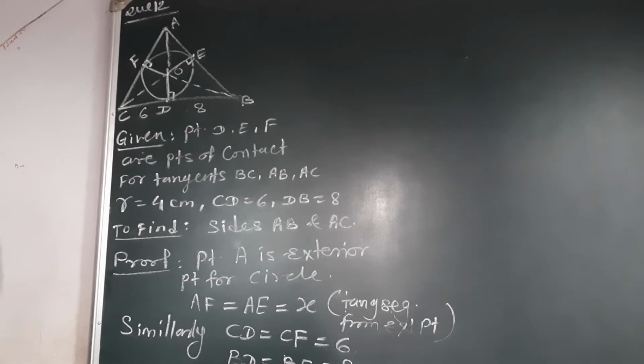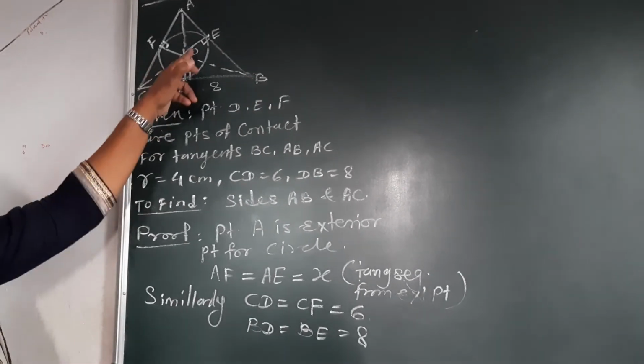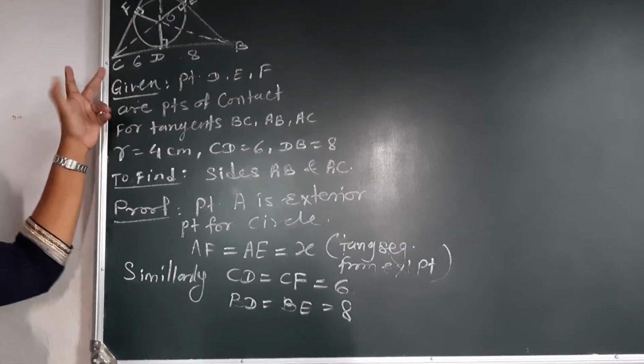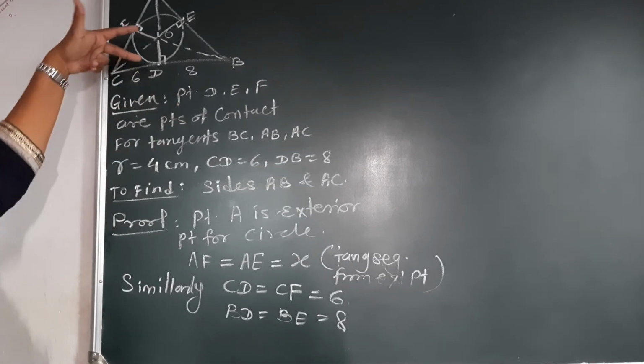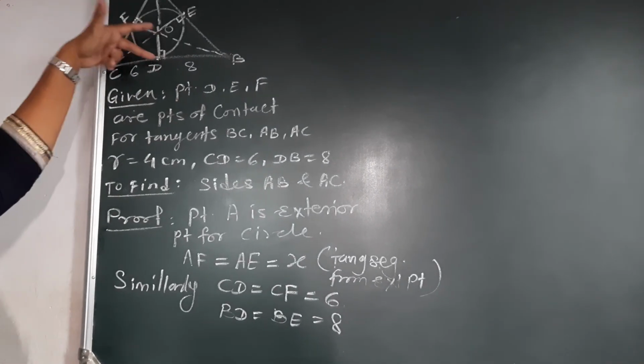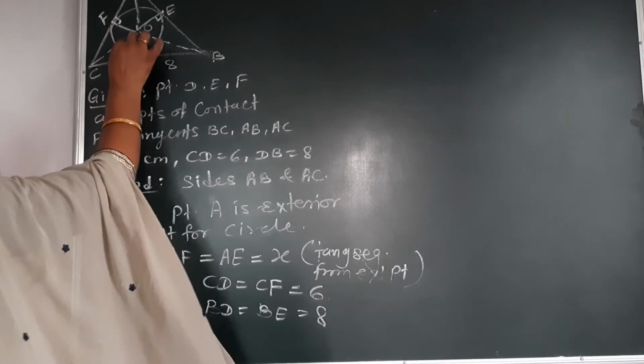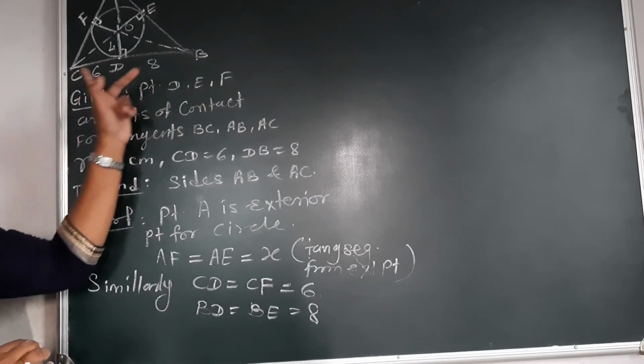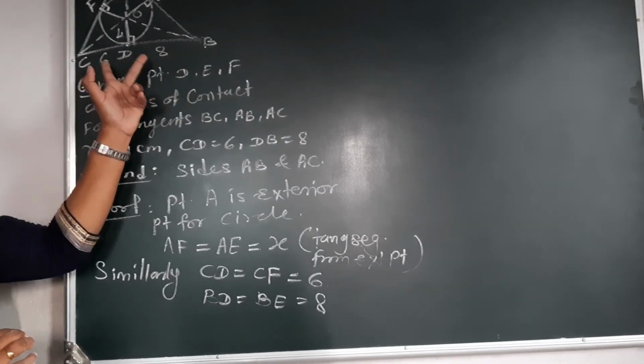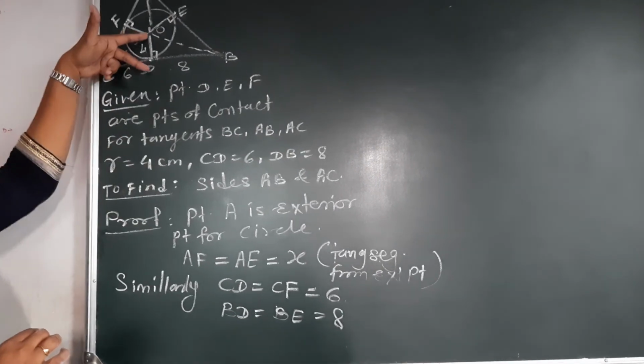Now here we consider the triangle BOC. In this triangle BOC, BC is the base and OD is the height. OD is the radius of the circle, which is given as 4. BC is 8 plus 6, which is 14. So the base is 14 and the height is 4.